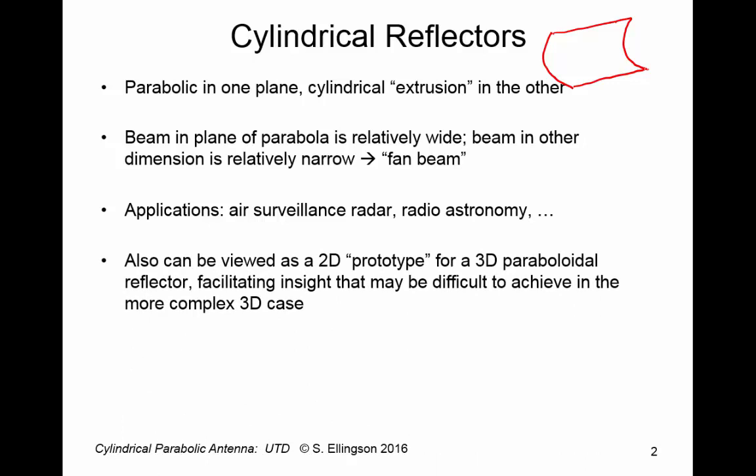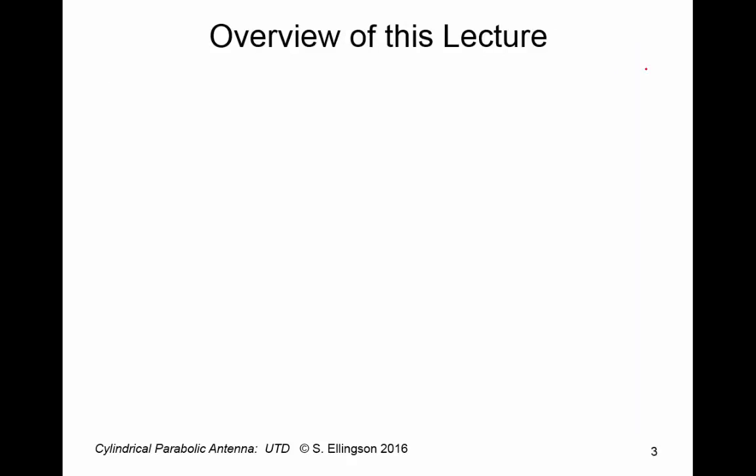And another reason to take a look at this type of antenna is because it can be viewed as a two-dimensional prototype for a three-dimensional paraboloidal reflector. This facilitates insight that might be difficult to achieve in the more complex 3D case. So in other words, one way to understand the way a three-dimensional paraboloidal circular reflector antenna might work is to first consider a cylindrical reflector that has comparable dimensions and try to understand that before introducing the additional complexity of going to 3 dimensions. Here's an overview of this lecture.